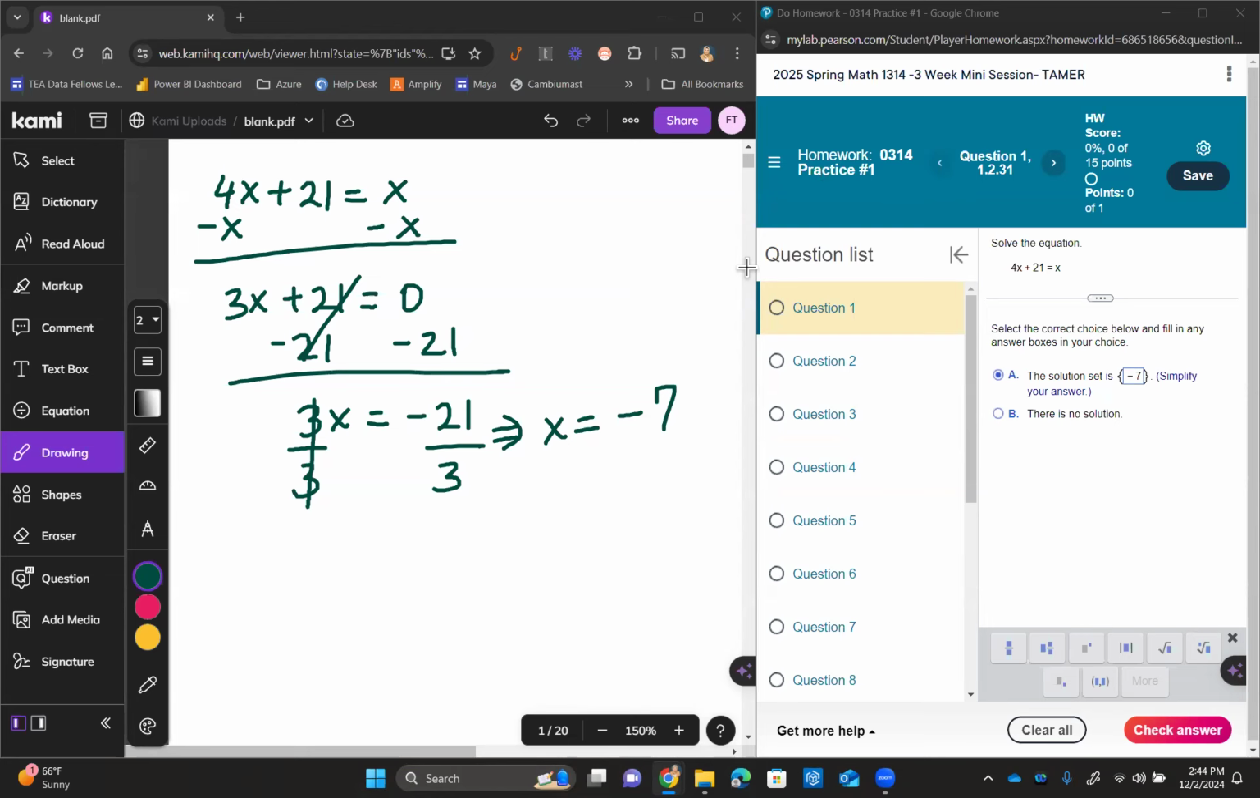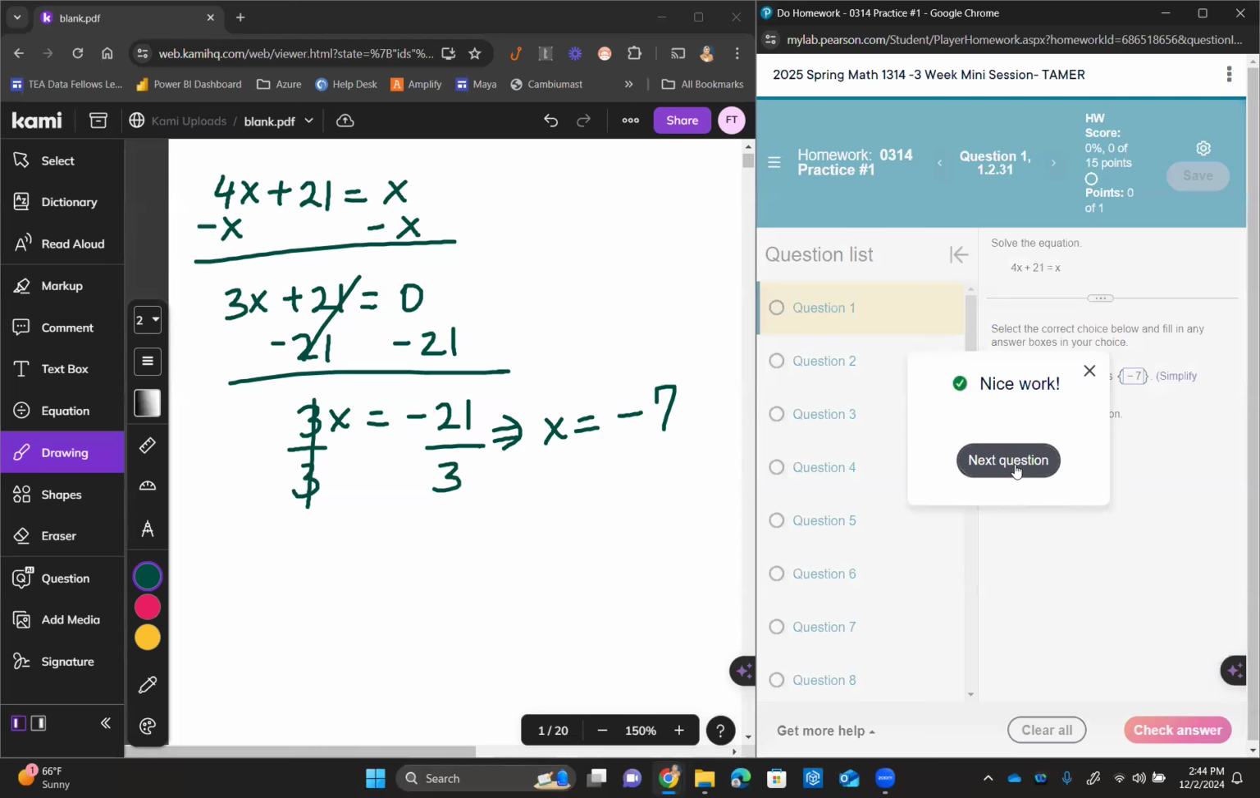We will subtract x's on both sides. So 4x minus 1x is 3x. Bring down the 21, and x minus x is just a 0. Then I subtracted 21 from each side. So I get 3x is equal to a negative 21. When I divide each side by 3 to isolate the x, it becomes just negative 7. And we're just going to choose A, and then the answer is negative 7. When we put this answer, it will be correct.